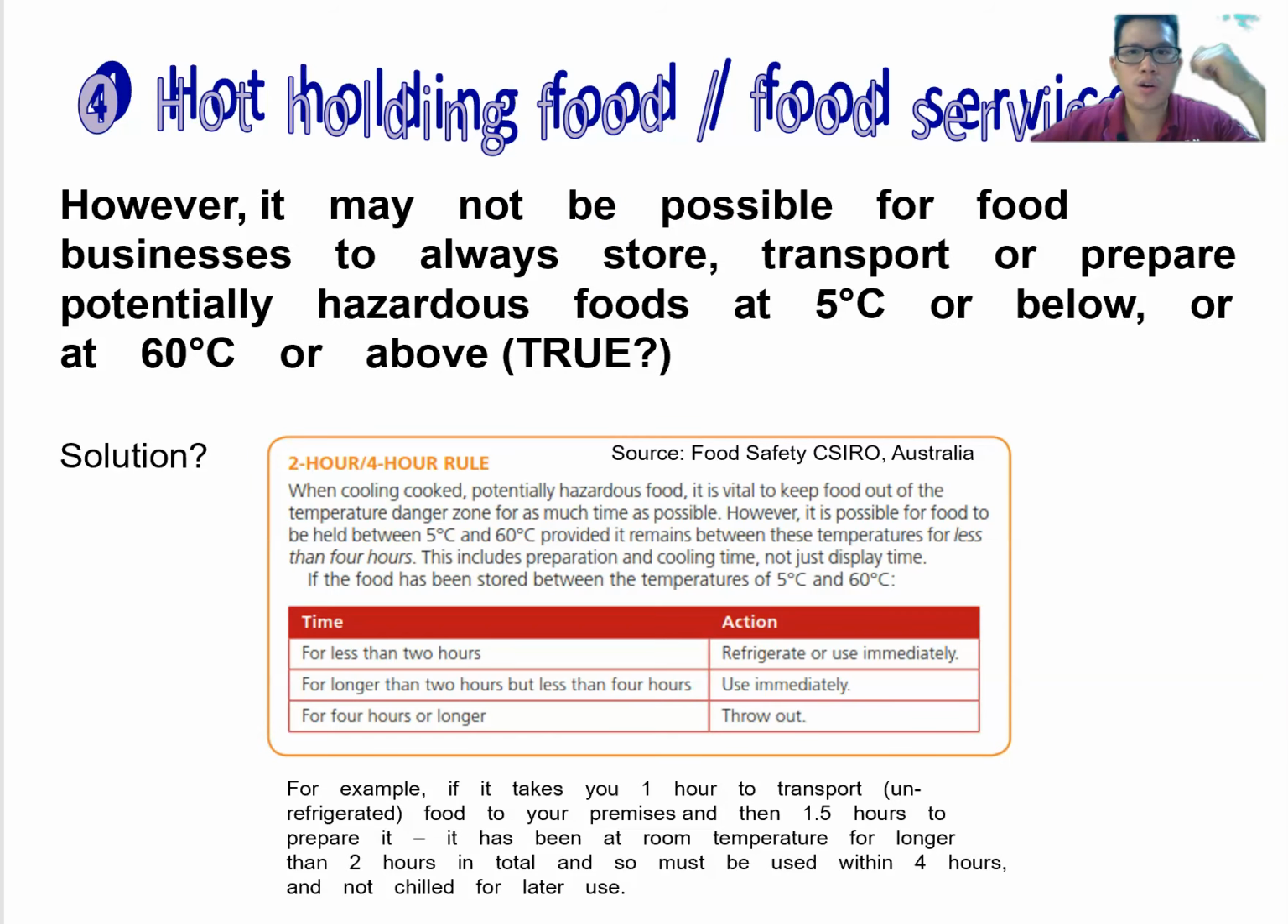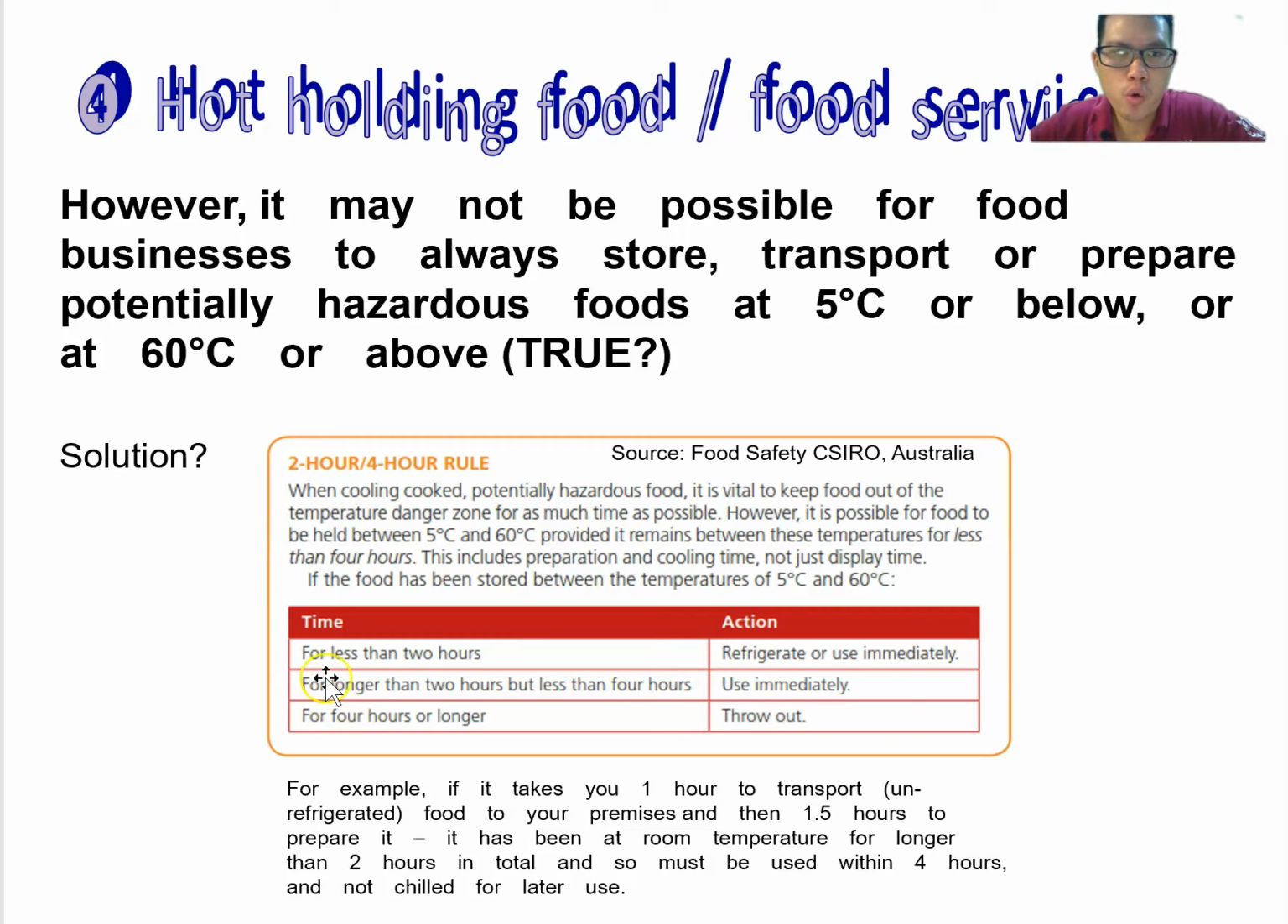This is what we call the hot holding. Okay, so this is the rule of thumb. You may be asking me, sir, how long should I keep it there? If, just say, the buffet line does not have a lot of crowd, and it has been holding there for a few hours, so when should I throw it away? So there's a rule of thumb here.